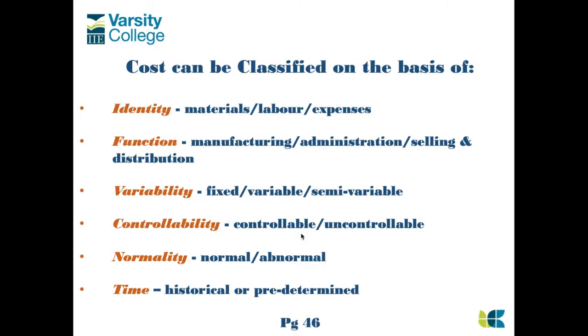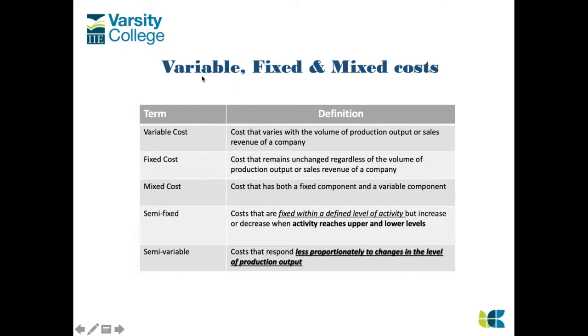Right, let's move on. Then we have variable, fixed, and mixed costs. Mixed is the same as semi-variable. Where we spoke on variable, so let's just read mixed. Mixed cost has both a fixed component and a variable component. Then semi-fixed: costs that are fixed within a defined level of activity, but increase or decrease when activity reaches upper or lower levels.